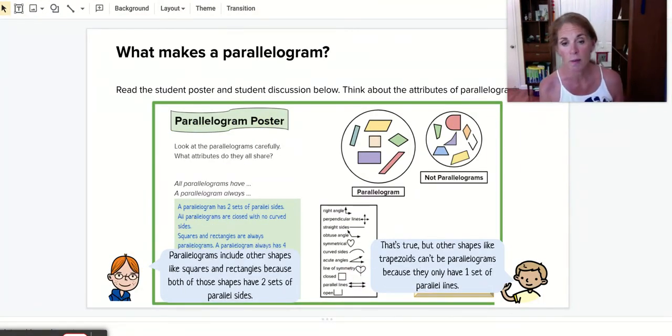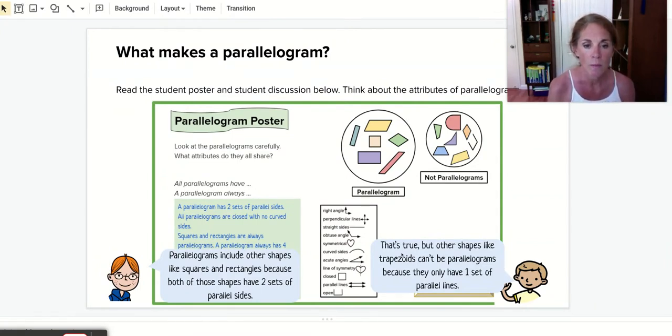Parallelogram is another shape that we thought about. Parallelograms are really interesting. They have two sets of parallel lines. They are sort of like squares and rectangles because they both have two sets of parallel lines. But the thing that is different about them is that they can have two sets of different angles. So you can see that this one looks a little bit different than a rectangle because it has one set of obtuse angles and one set of acute angles.